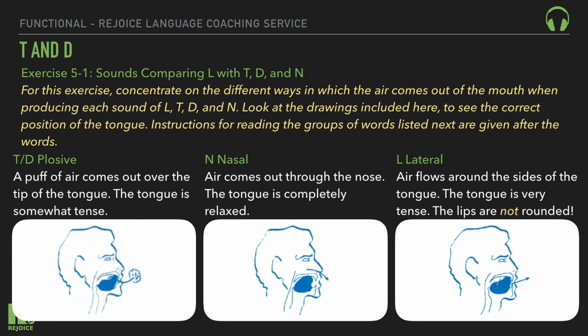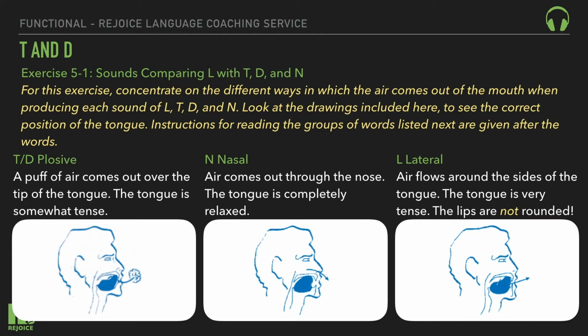Exercise 5.1. Sounds comparing L with T, D, and N. For this exercise, concentrate on the different ways in which the air comes out of the mouth when producing each sound of L, T, D, and N. Look at the drawings included here to see the correct position of the tongue. Instructions for reading the groups of words listed next are given after the words.